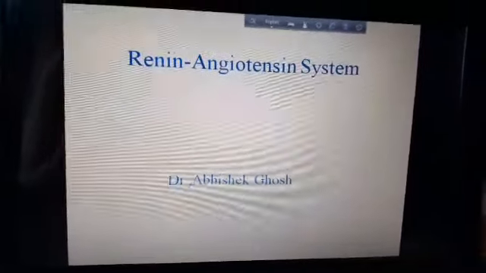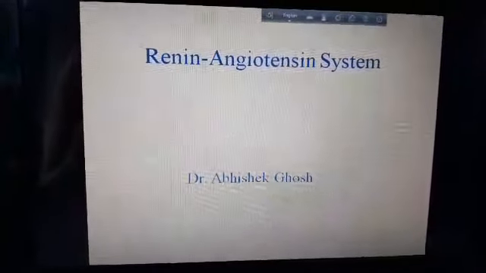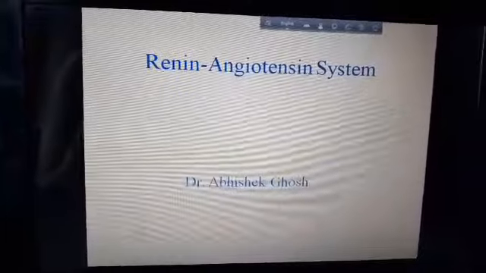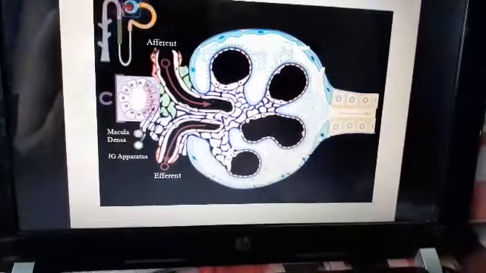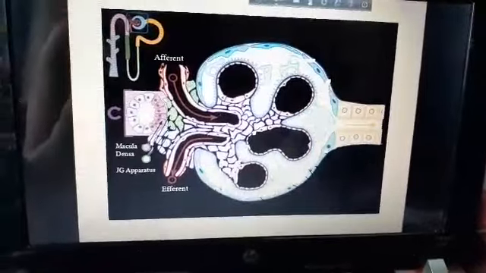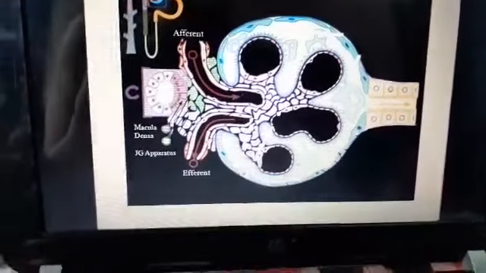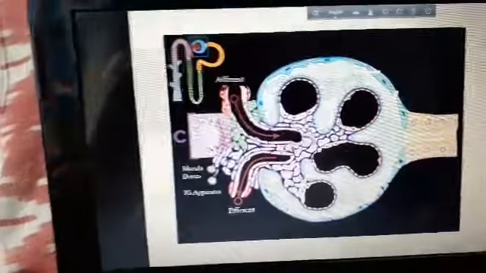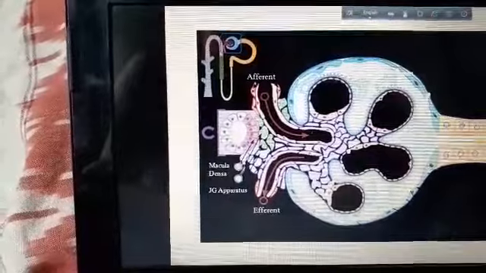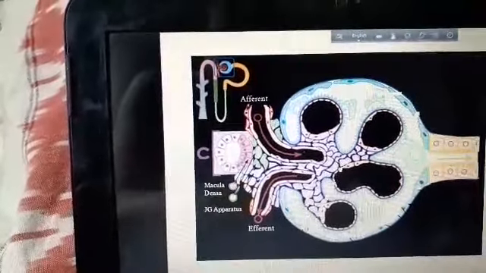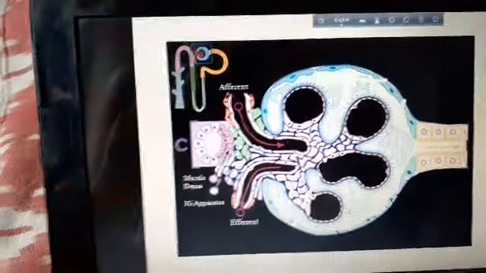Today we are going to start a new chapter on the cardiovascular system, that is the renin angiotensin system, or you can call it the renin angiotensin aldosterone system. So this is the brief anatomy. You know that the macula densa cell is present in between the afferent and efferent arterioles, and there is a cell called the JG apparatus.